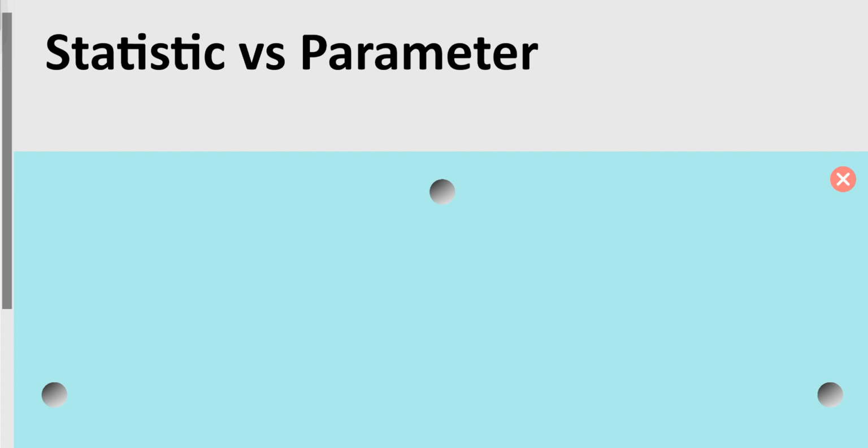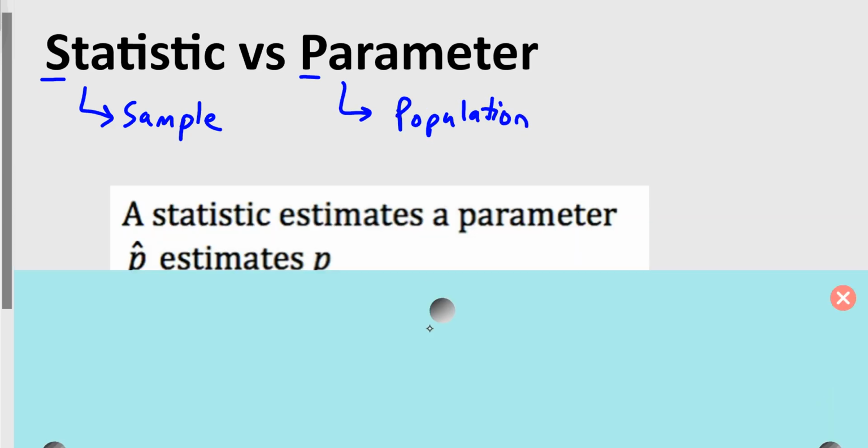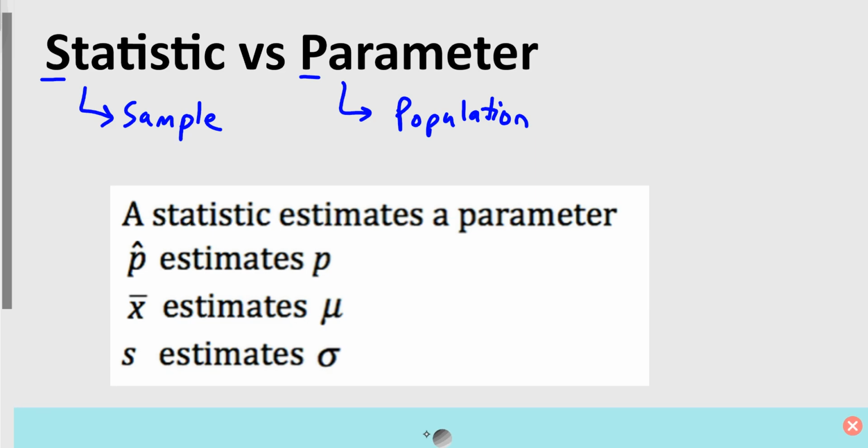All right, so review statistics versus parameter. Quick recall. Remember, statistic starts with an S, parameter starts with P. And that's how you can tell if it goes with a sample or a population. All right? So a statistic is something that estimates a parameter. Or we take a sample from the population that's used to estimate from the population. So our samples, which are here, all estimate our population parameters, which are there.